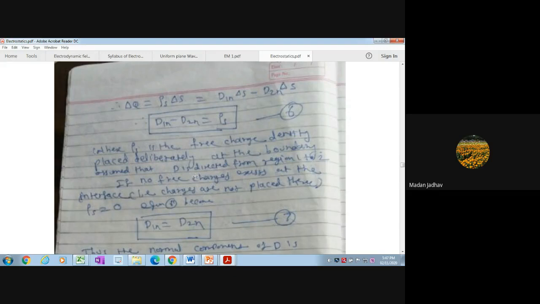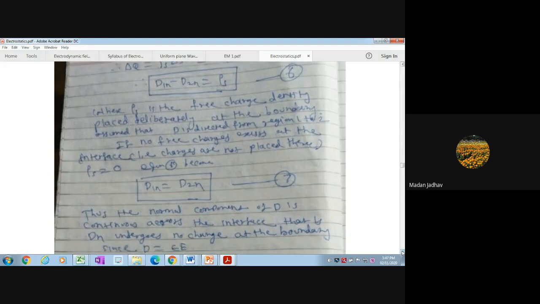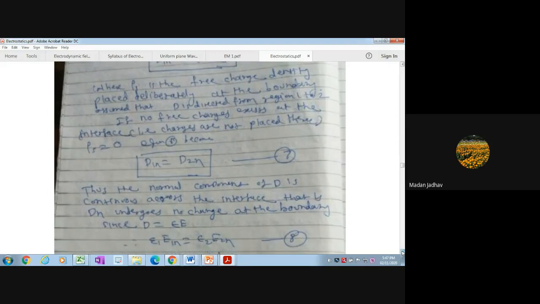Therefore, if rho s is equal to 0, then the equation becomes D1n is equal to D2n. You will get D1n equal to D2n, meaning the normal component is also the same when rho s is equal to 0. That means the normal component is also continuous. And once you have obtained D2t and D2n, you have to add these two components and then you will get D2.